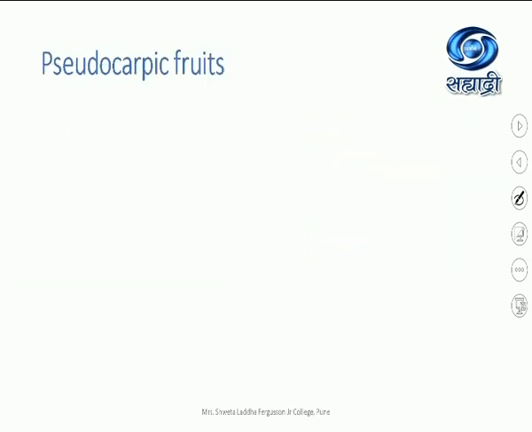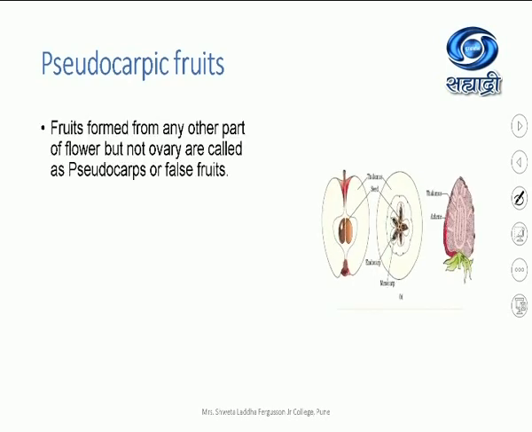Now let us discuss pseudocarpic fruits. Pseudo means false, carp means fruit. So let us see about false fruits or pseudocarpic fruits. Example, as you can see in the picture, apple, strawberry. The fruits which are formed from any part of the flower, but not the ovary. The fruit which is formed from any other part of the flower, but not from the ovary, such fruits are called pseudocarps, or false fruits.